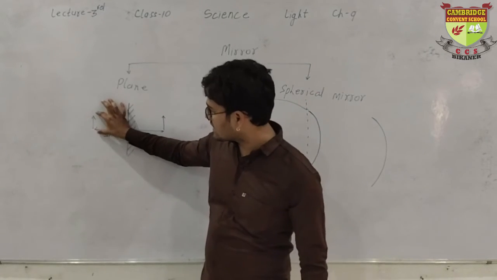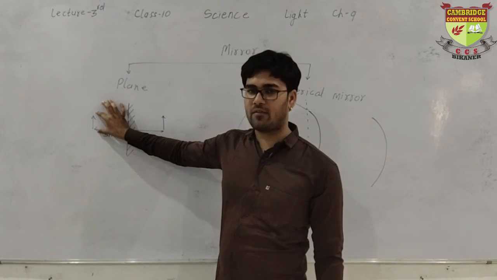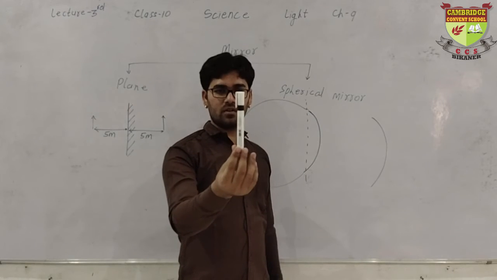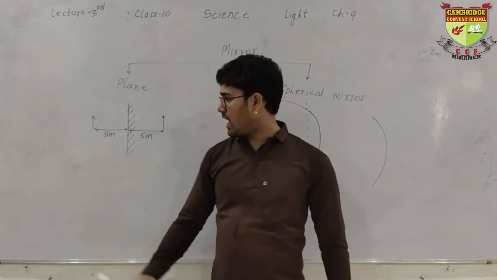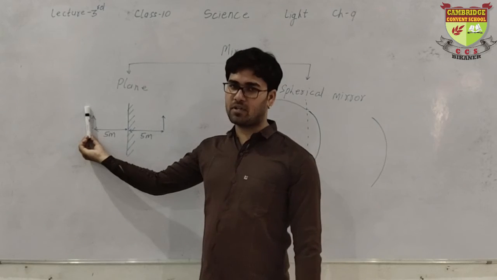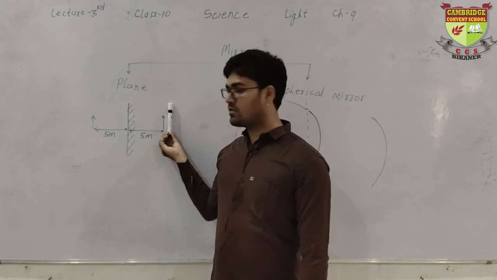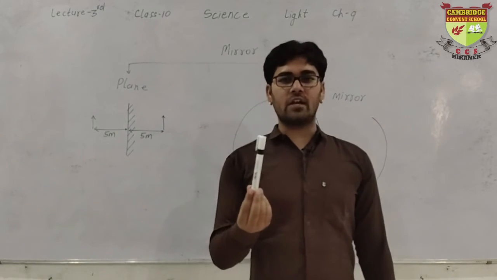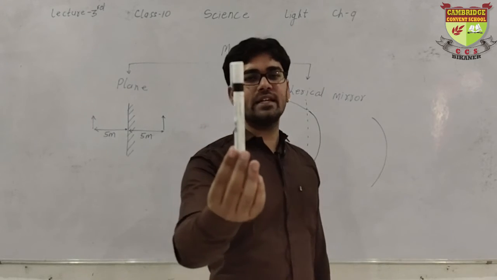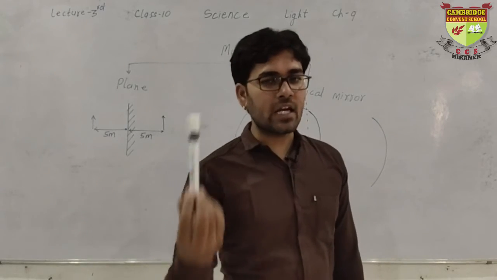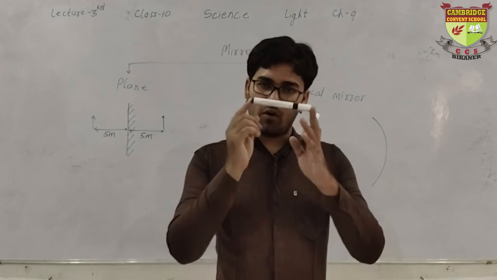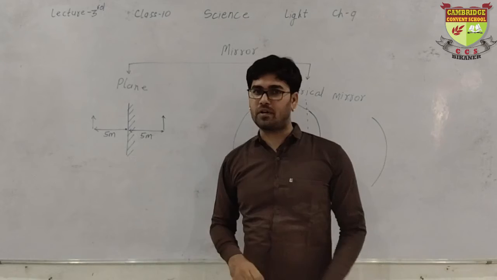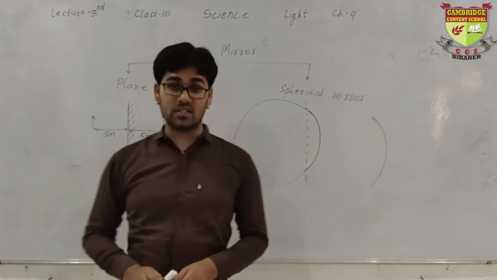If, for example, I have taken an object, a marker, take this marker as almost 10 centimeter. I have put this before a plane mirror. Of how much length will it look? 10 centimeter, absolutely. It will not look bigger, it will not look smaller, it will look of exactly the same size. So, this is the second property of a plane mirror, that the size of the object will always be equal to the size of the image. Okay. So, this is another one.